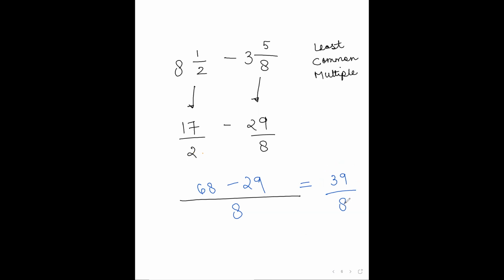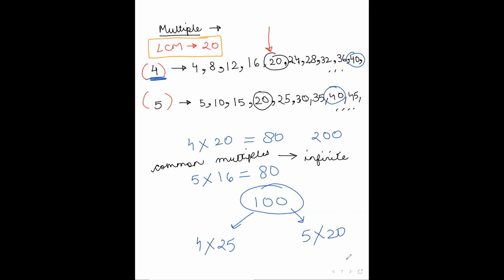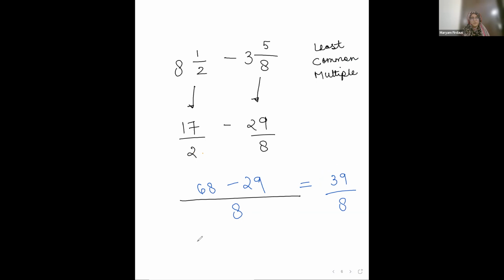Clear? Yes. So can we convert it into mixed fraction? Yeah, we have to do that. Okay, I will try. It will be 4 7/8. 4, 7 by 8. Okay, 8 fours are 32 plus 7, 39. All right, very good.